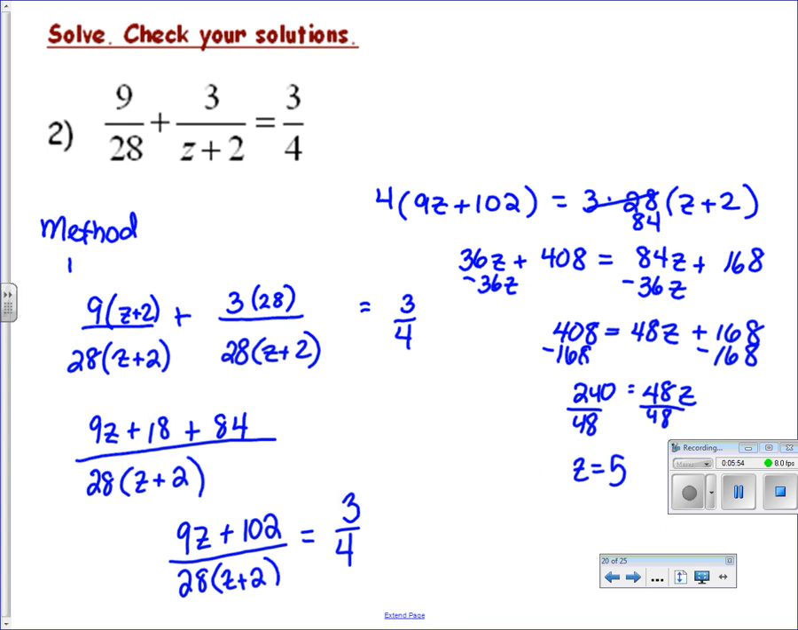Can I show you another method? You want to see this other method? Then copy down this method. The second method is actually doing what we did here. I don't know if we should switch to another problem to show you method 2, or I can just do this again. With method 2, what I would do is this.